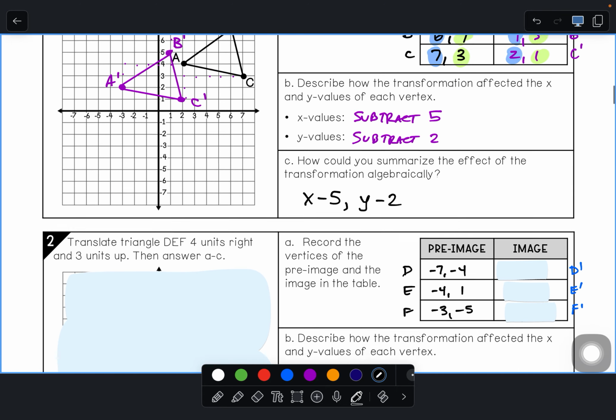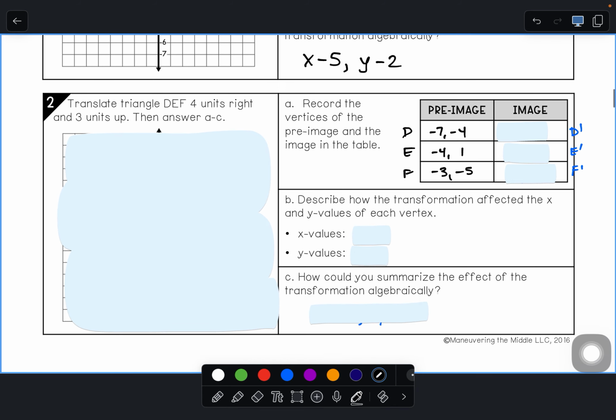I want you to go ahead and hit pause. I want you to try this example here on your own. Thanks for doing that. Let's check it out and see how you did.